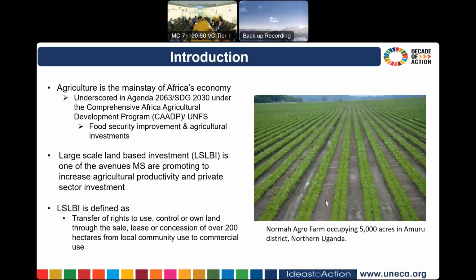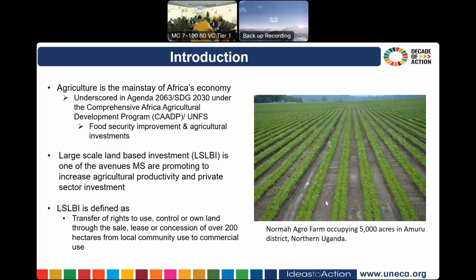I'll probably skip through a lot of this, telling you why agriculture is important. But our focus is really on promoting responsible investments in agricultural value chains. And so this tool was developed to assist member states in that regard. A lot of people are doing some work in this area. Otherwise, we'll see whether it adds value by including a mapping of land claims. That's the synopsis of it.